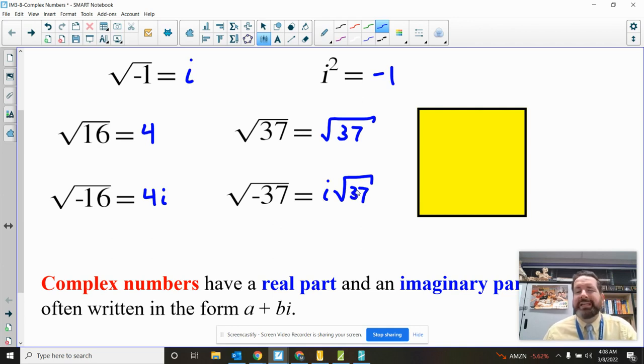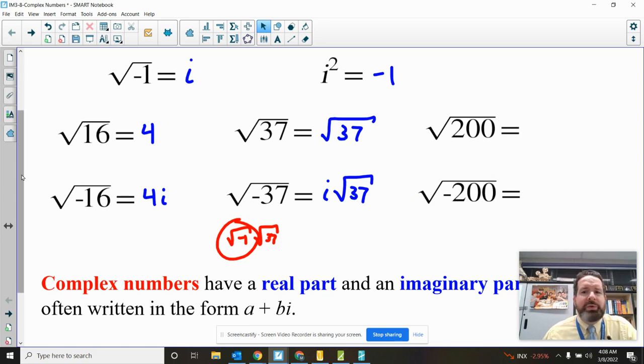So typically a root isn't simplified if it's got a negative inside of it. So remove the negative from inside the root, which ends up being that an i outside the root. Really what we're doing is this. You're saying, hey, -37 is just -1 times 37. This becomes that i, and then the root 37 stays behind.